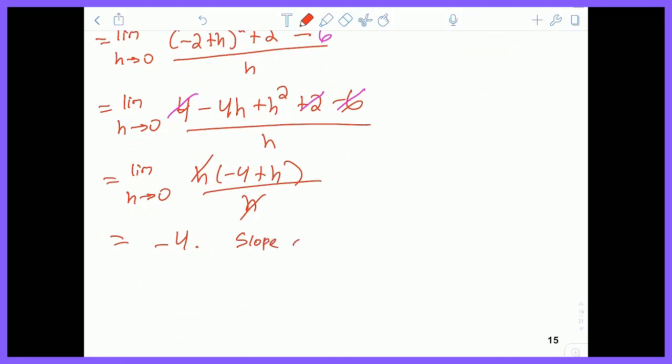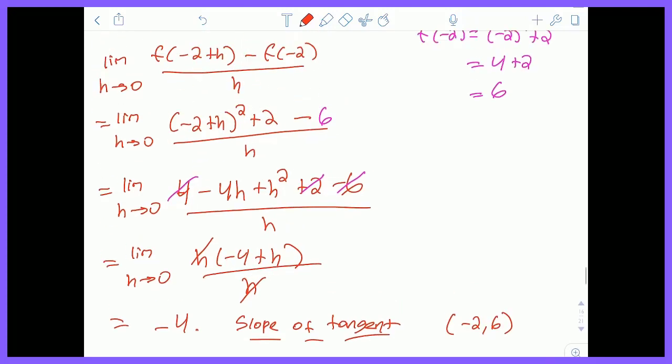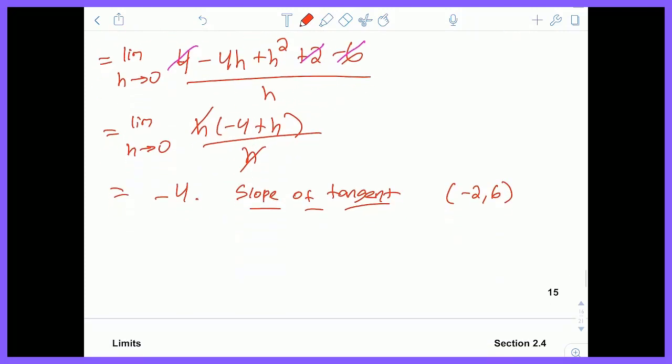Slope of tangent. Okay? In order to build the equation of a tangent, you also need the coordinate point. Well, we already found the coordinate point. It's negative 2 comma 6. Negative 2, 6, right? So the equation of the tangent is simply equal to y minus y1 equals the slope m parentheses x minus x1. And you can put it into y equals mx plus b if you'd like.